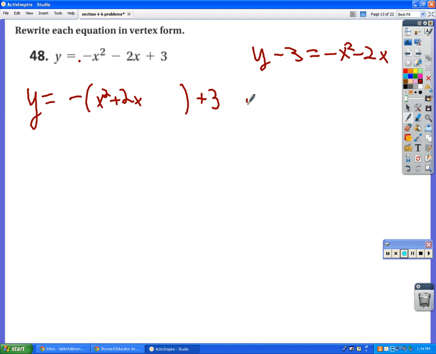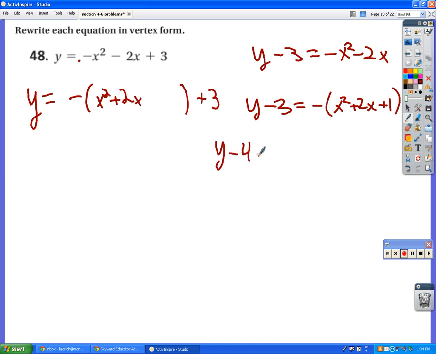Okay. So this is y minus 3 equals, I factor out the negative, and then what do I need to add in here to complete the square? 1, because half of 2 is 1, 1 squared is 1. However, because of the negative on the outside, what did I actually do? I subtracted 1. So if I subtracted 1 over here, I have to subtract 1 over there. So negative 3 minus 1 is negative 4.